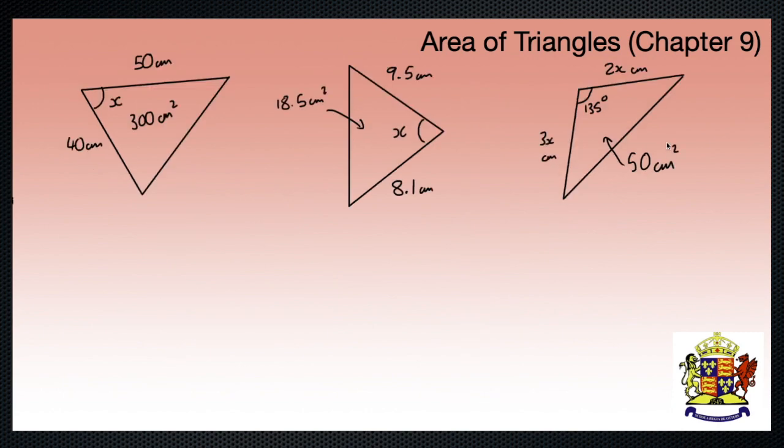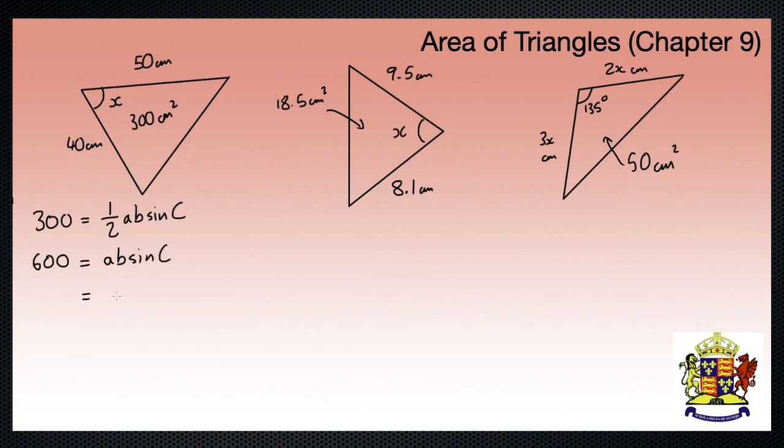Okay, so for these questions we've got a bit of a challenge. Instead of working out the area, we've been given the area and we're going to work backwards to work out either the angle or missing side. So for the first one, if we start by saying we know the area is 300, this must equal my half AB sine C. The first thing I could do is double both sides. This gives me 600 equals AB sine C.